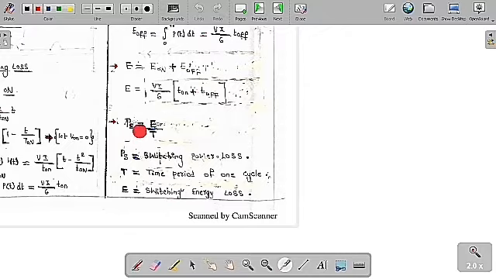So now PS is equal to E by T. This we are going to call the switching power loss. So switching power loss is equal to E by T. PS is called the switching power loss, T is the time period of one cycle, and E is called the switching energy loss. So switching power loss is equal to overall switching energy loss divided by the time period of one cycle.